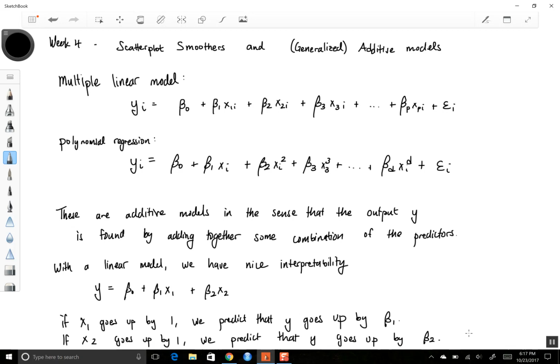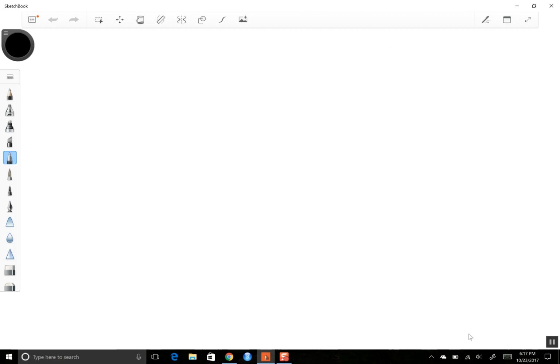What we do in generalized additive models is we take off the restriction that the relationship between y and the x has to be defined by a linear or polynomial function. We just say, as long as it's a smooth function, we're okay with it, okay? We'll call these GAMs. These are the generalized additive models.